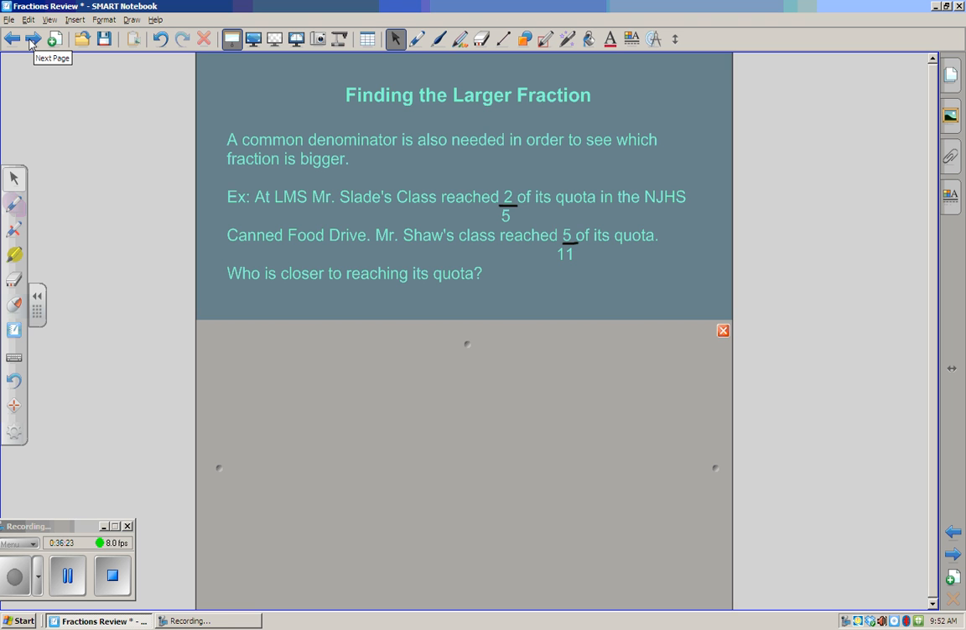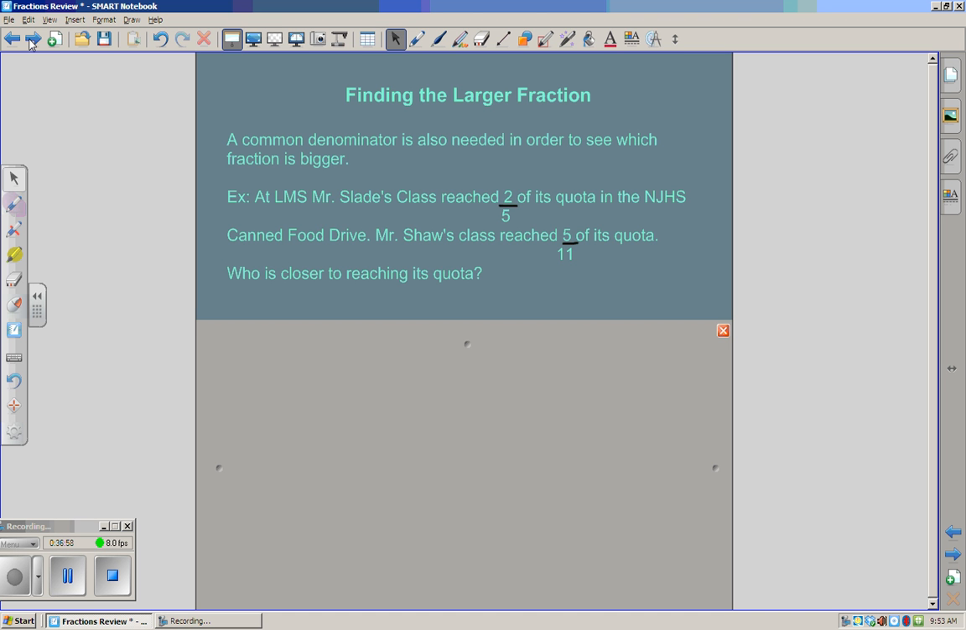All right, so the final part to this study session is trying to figure out which fraction is larger. I didn't have this in the intro, but this is kind of a big part of the test as well, and I did it in a nice little relevant canned food drive, which is going on right now, word problem. So if my class, Mr. Slade's class, has reached 2/5 of its quota, and Mr. Shaw's class has reached 5/11, we have to figure out who's closer or which fraction's bigger.